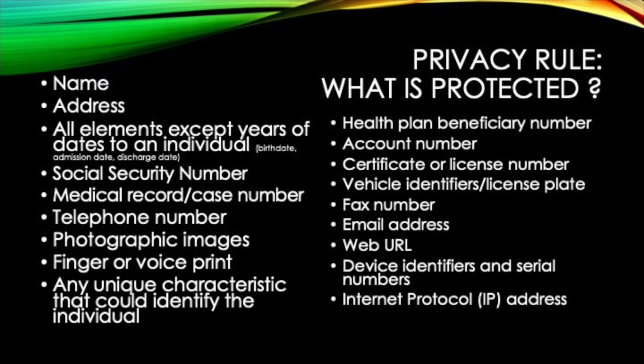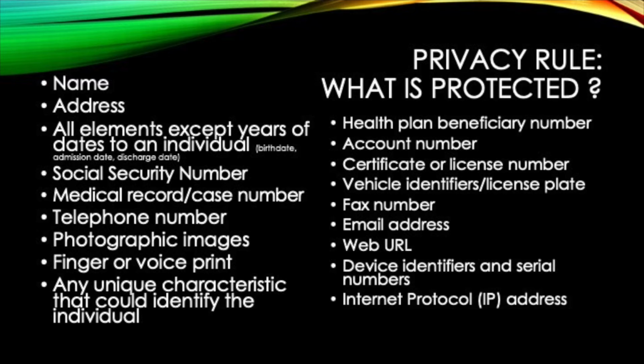So let's look at HIPAA's list of what is protected information. They have identified 18 items that are clearly protected. These include name, address, age, basically all elements except for their year of age to an individual. So birth date, admission date, discharge date are all considered protected. Social security numbers, medical record or case numbers, telephone number, photographic images, finger or voice prints, any unique characteristic that could identify the individual. That may be a tattoo, it may be a physical characteristic, or other.